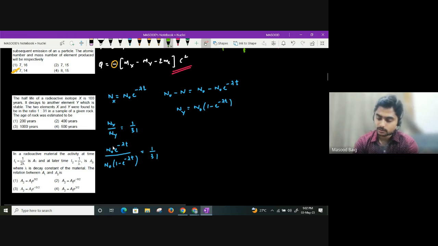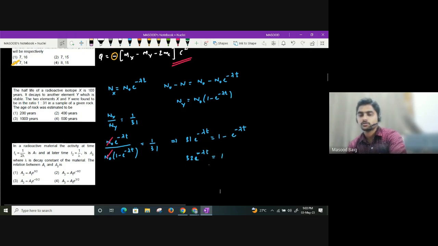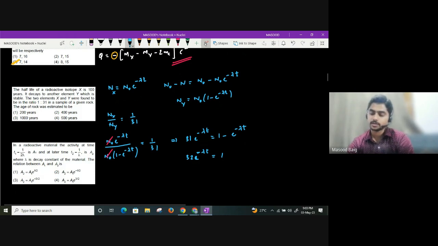So we can cancel out N naught from both. So what are we going to get? Implies 31 e power minus lambda t should be equal to 1 minus e power minus lambda t. So 32 e power minus lambda t, you will get as 1. What we can also do is send it to the denominator, and I'll get e power lambda t equal to 32. Yes or no? You can write e power minus lambda t as 1 by e power lambda t.